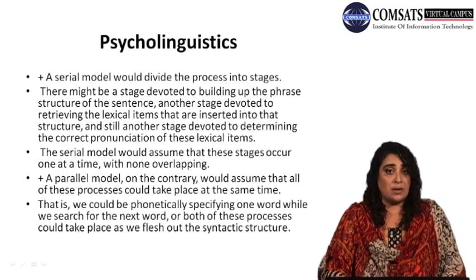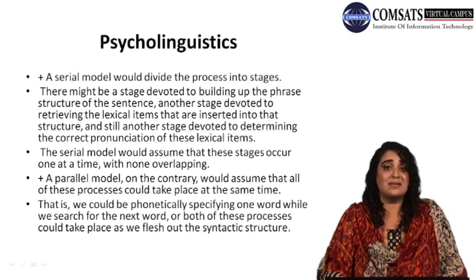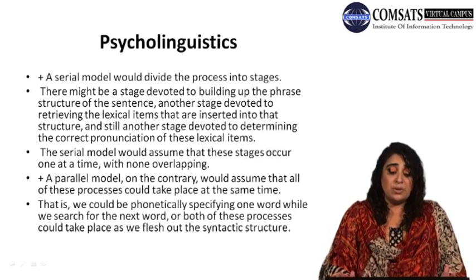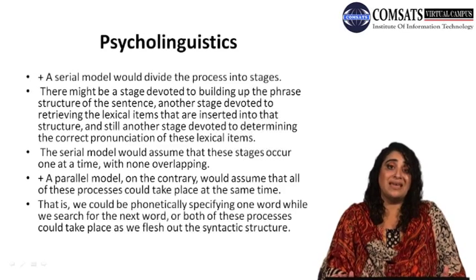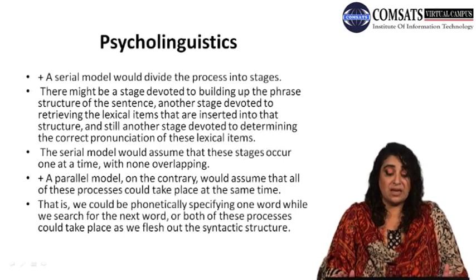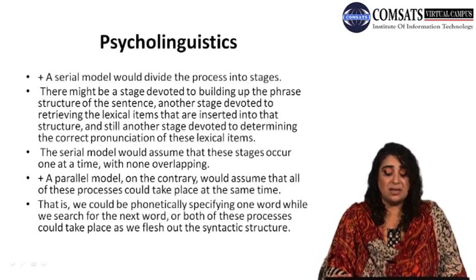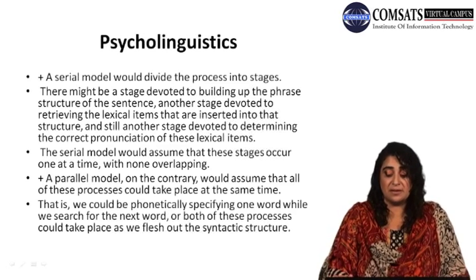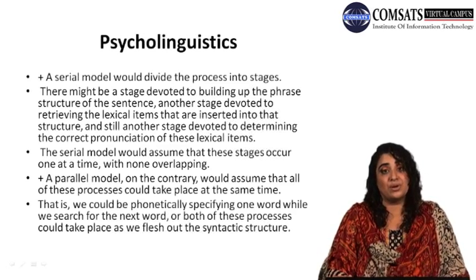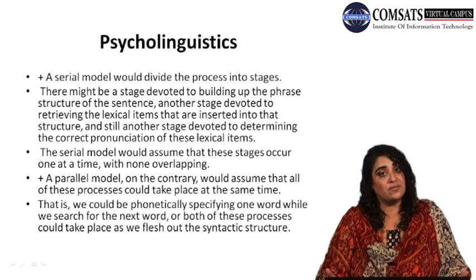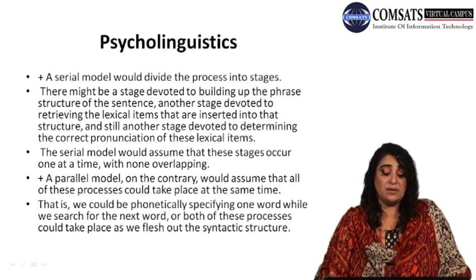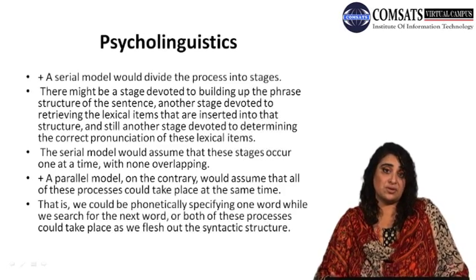A parallel model, on the contrary, would assume that all of these processes take place at the same time. So in the parallel model, because everything is running together, we would say that all of these processes are taking place at the same time. Now, we could be phonetically specifying one word while our brain is processing the next word, or both of these processes would take place as we flesh out the syntactic structure.